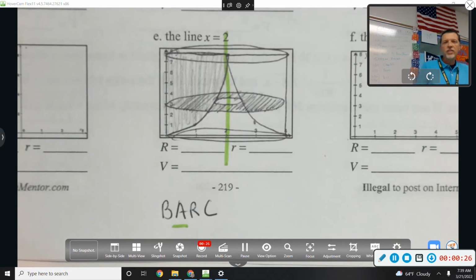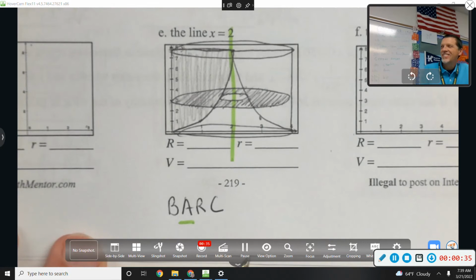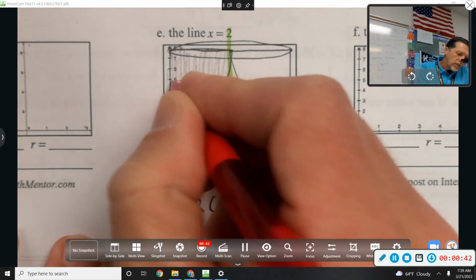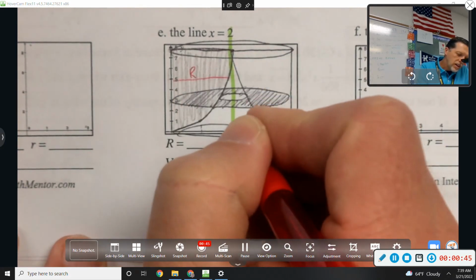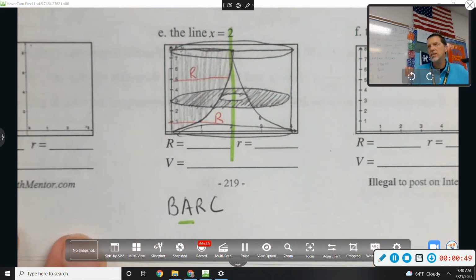So, outside radius always from the axis to the outermost. So from the axis, there's big R. Again, maybe it's helpful to draw it more than once. Is big R changing or is big R constant? Constant. The outer edge of that thing is a constant, makes the outside of it a cylinder. So what's big R equal to? 2.